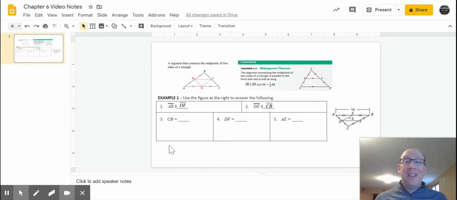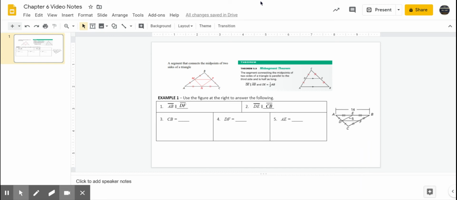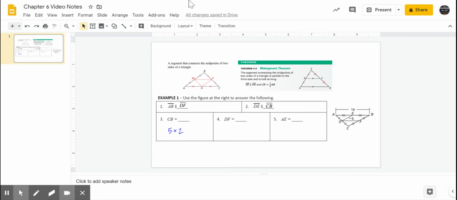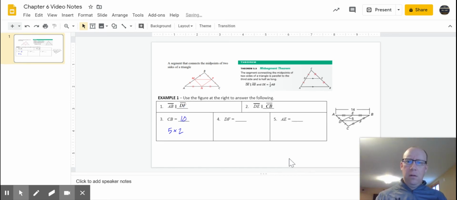Number 3, now we are looking for the length of, in this case, that segment CB, which again is the entire length of the triangle. Remember that segment should be related to its midsegment in such a way that the midsegment is half the length. So in our case, the length of our midsegment is 5. And 5 times 2 then, of course, is 10. So the length of CB is equal to 10.